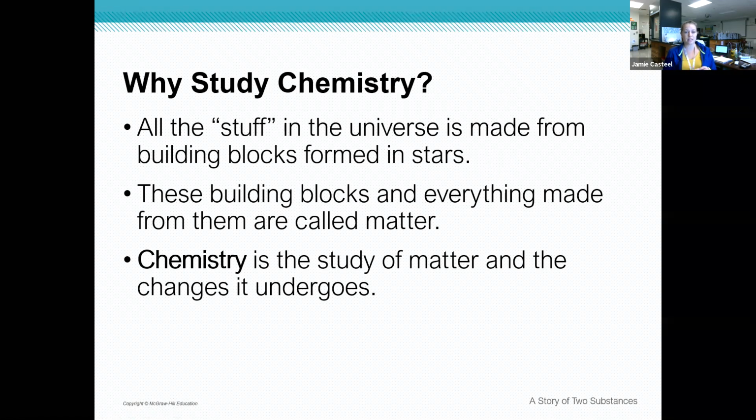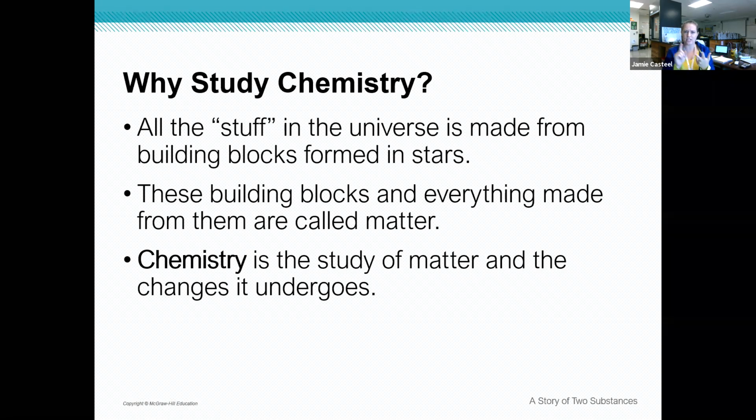The building blocks and everything else that make up stars, that make up everything in our universe, are called matter. Chemistry is the study of matter and the changes that it undergoes. That sentence right there is exactly what we do all year long. We study what makes up matter, how it's put together, what are its very tiniest parts, how do they come together to make new pieces of matter, and the changes that we can do with matter.